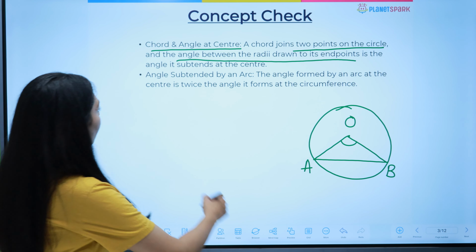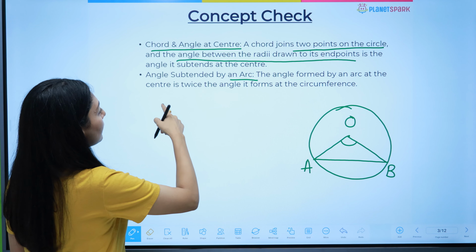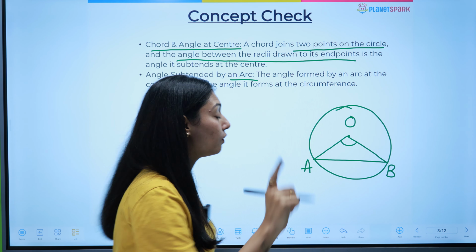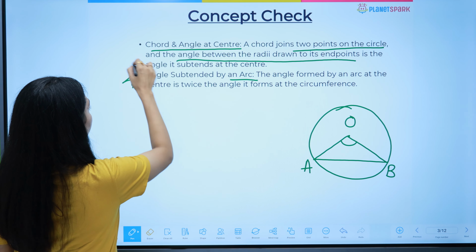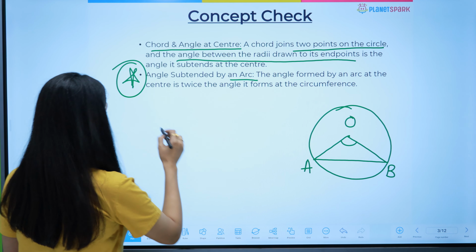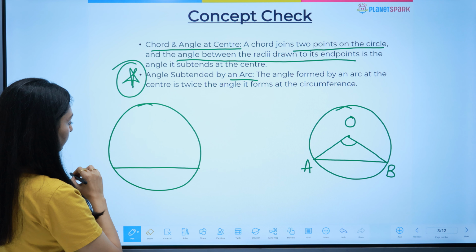Clear? Now angle subtended by an arc. The angle formed by an arc at the center is twice the angle it forms at the circumference of the circle. Very important result here. Okay, let's see how we can prove this. For that, again, let's have a circle here. Okay, we have a chord here.